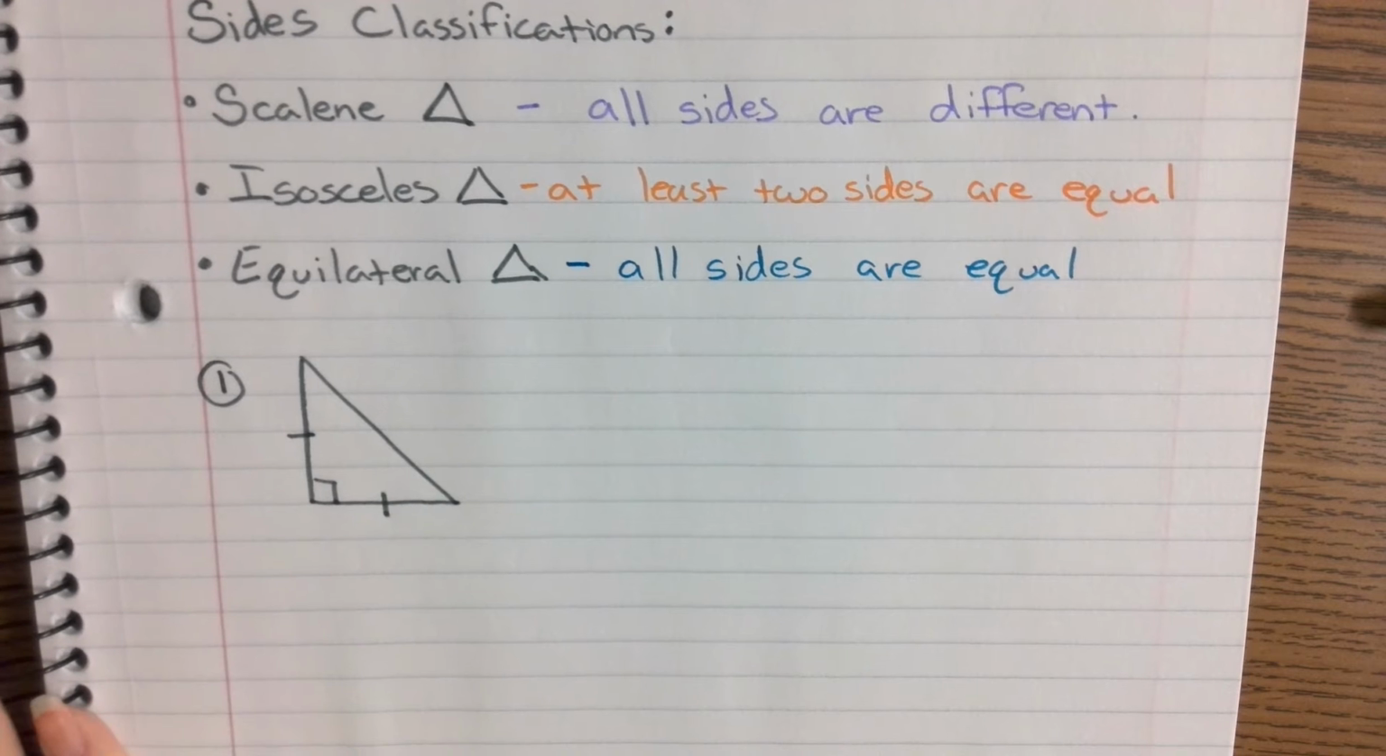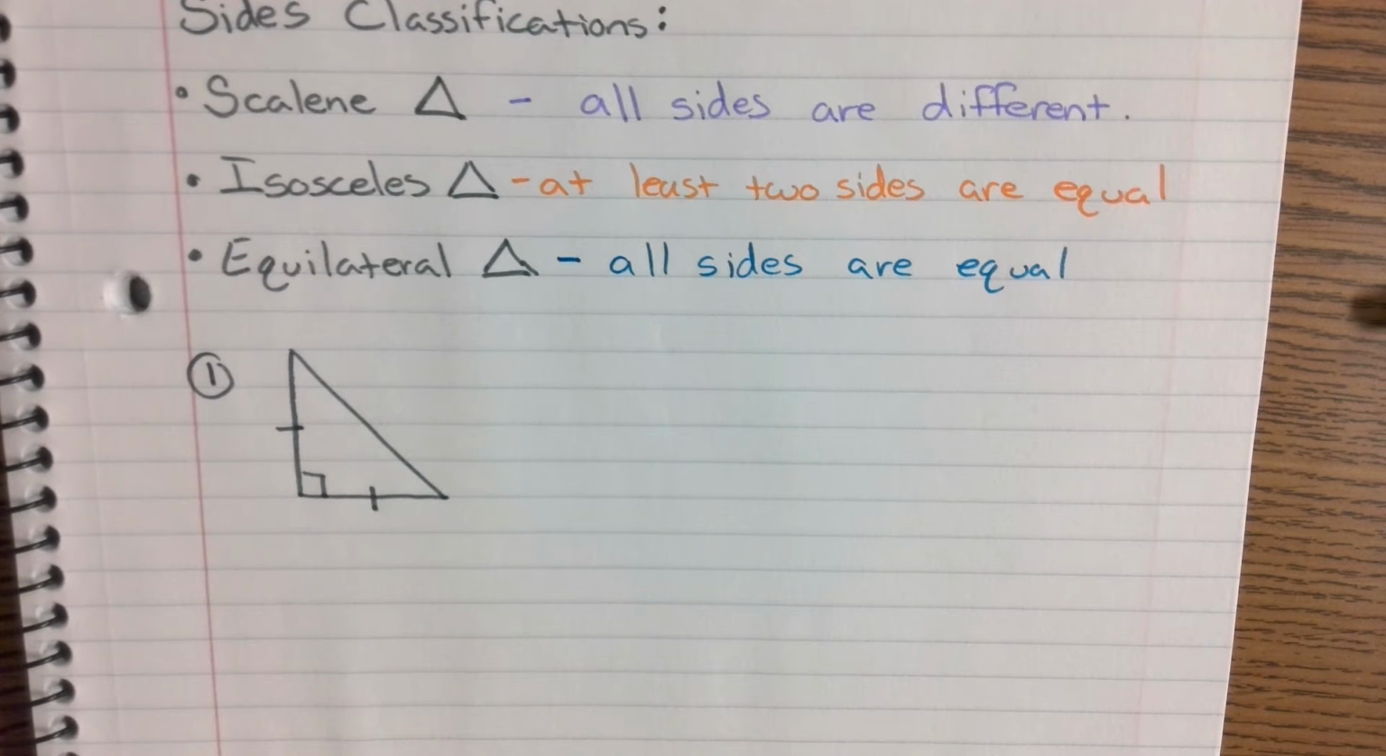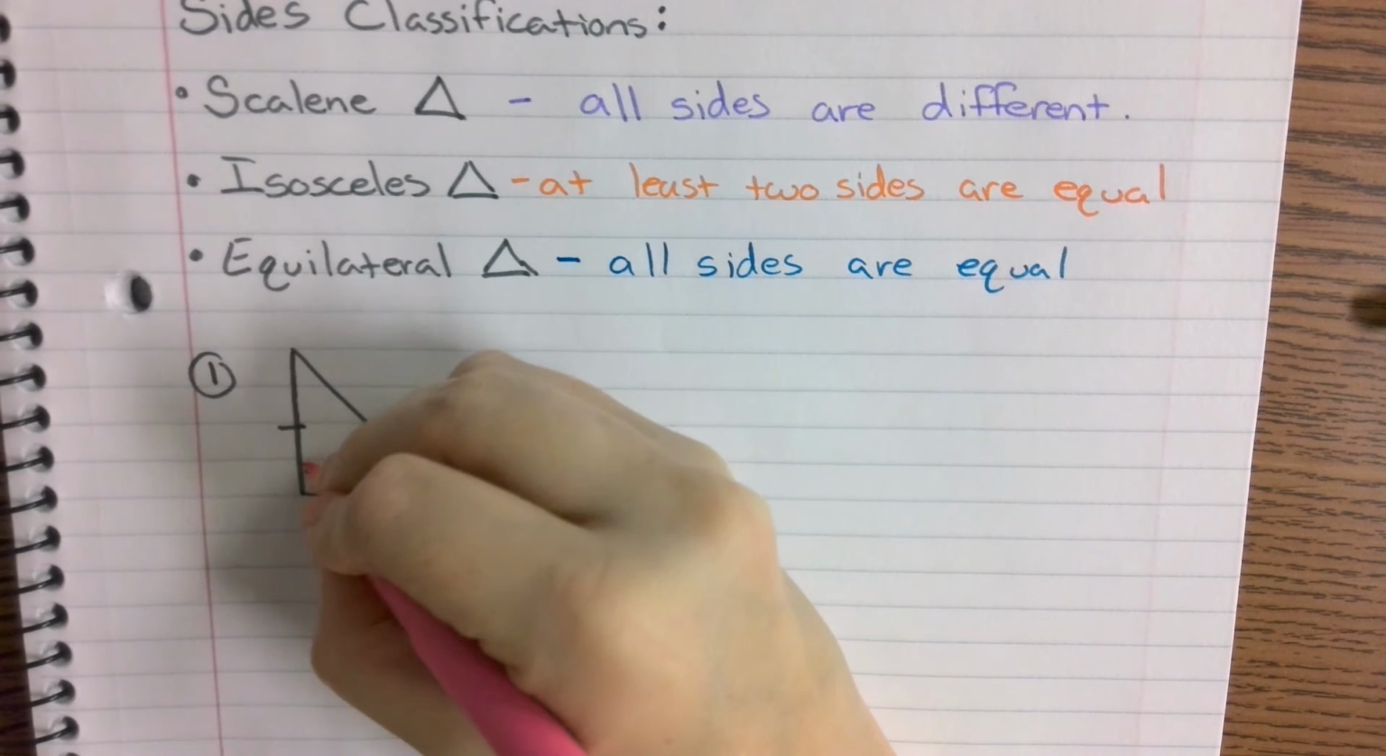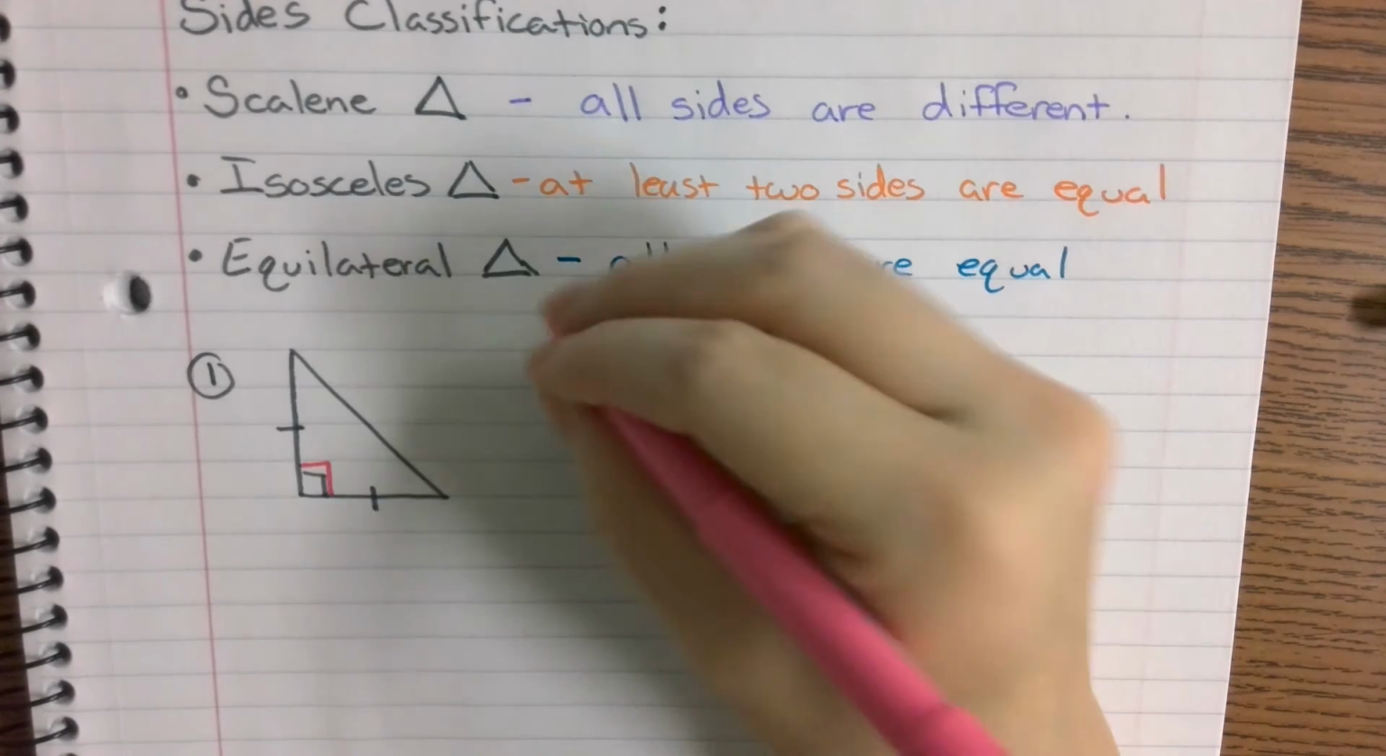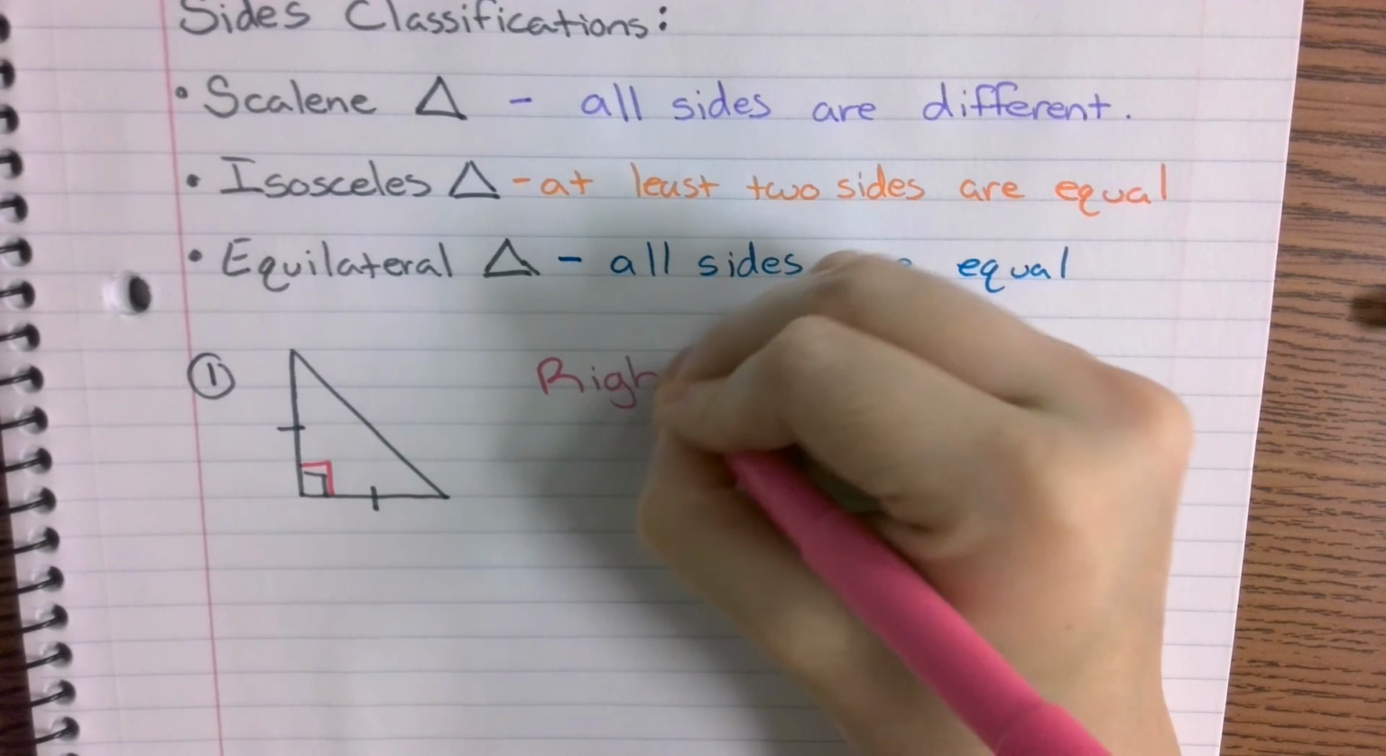Based off of the diagram that I'm giving you here, there are two names that we will classify this triangle as, an angle name and a side name. You have to give both. Who can tell me how would we classify this based off of the angles? Is this an acute triangle, an obtuse triangle, or a right triangle? It's a right triangle, because it's got the right angle here. So I can put right.